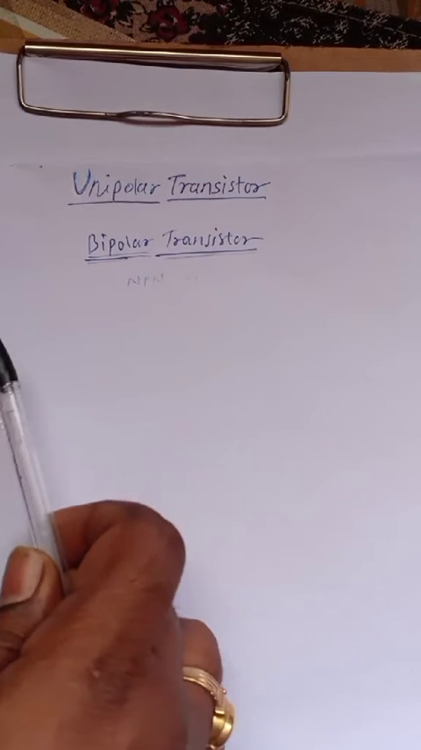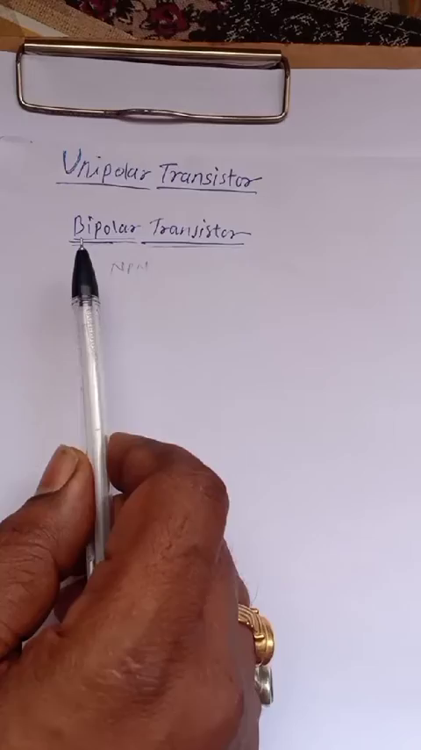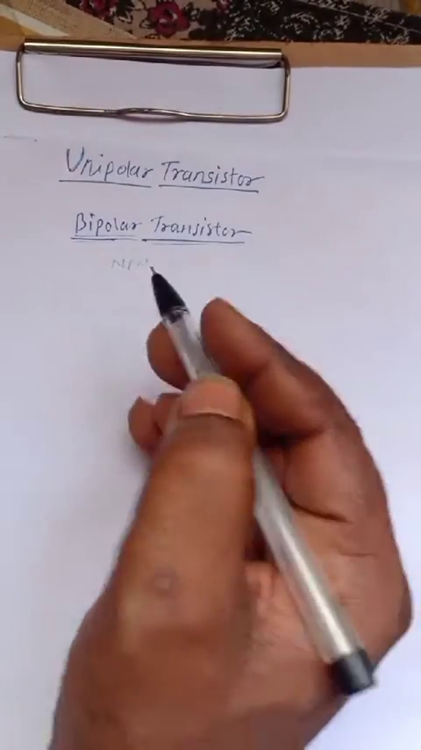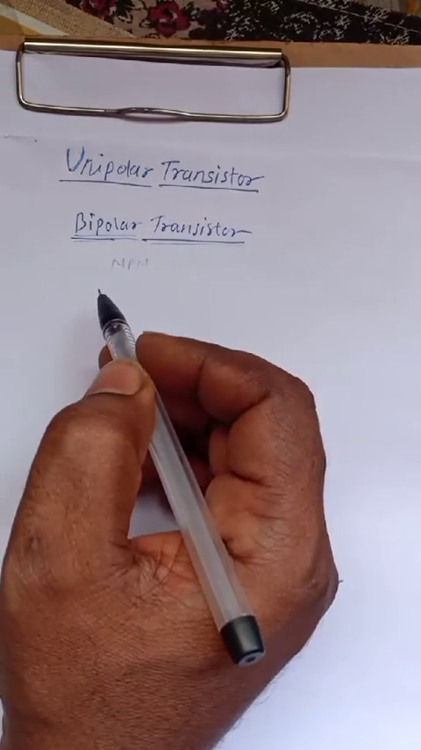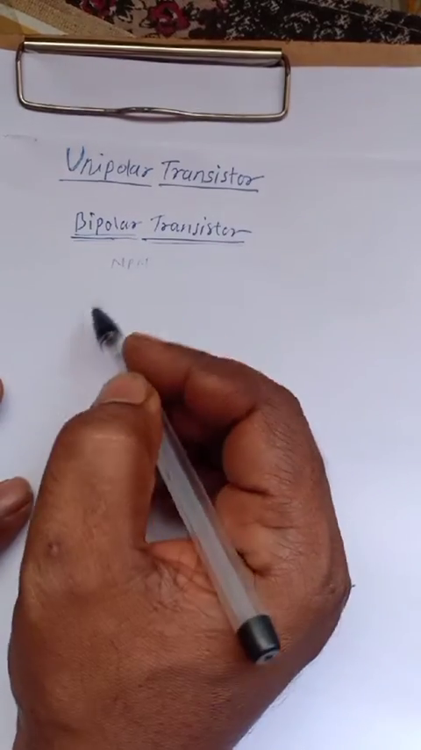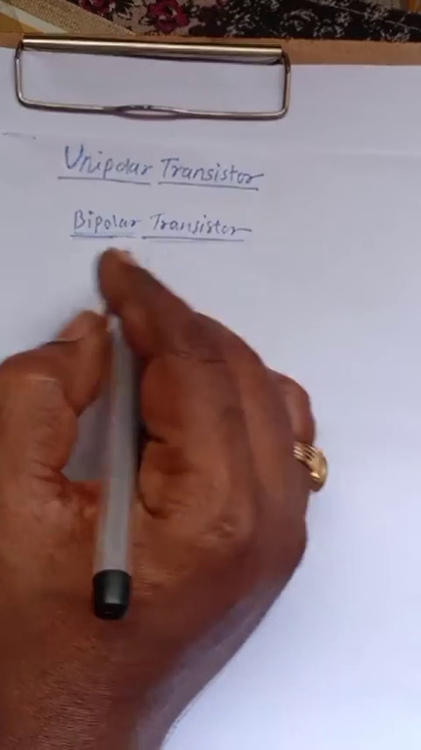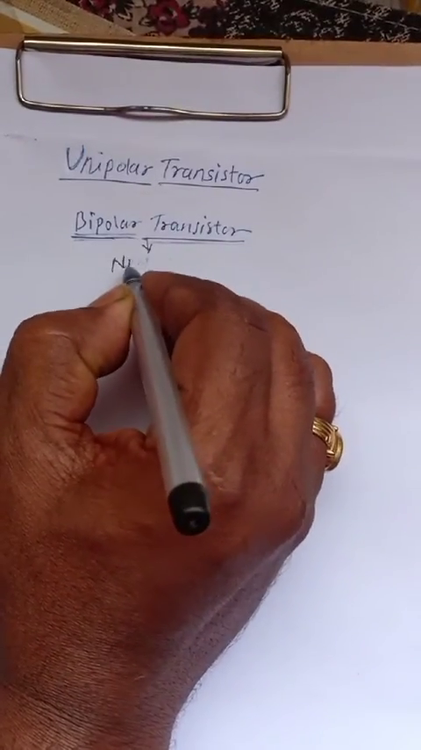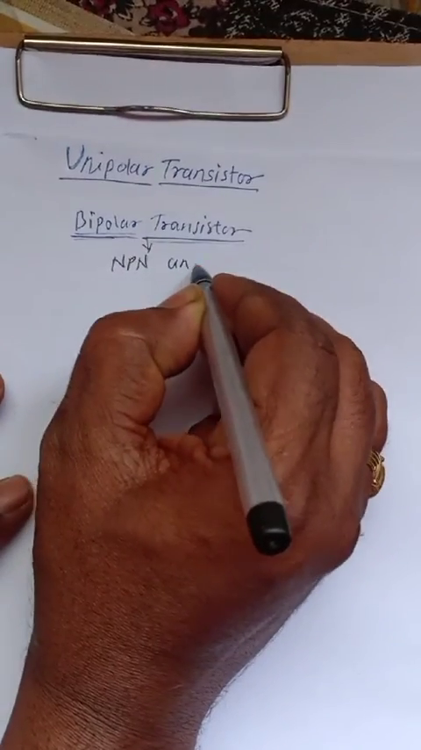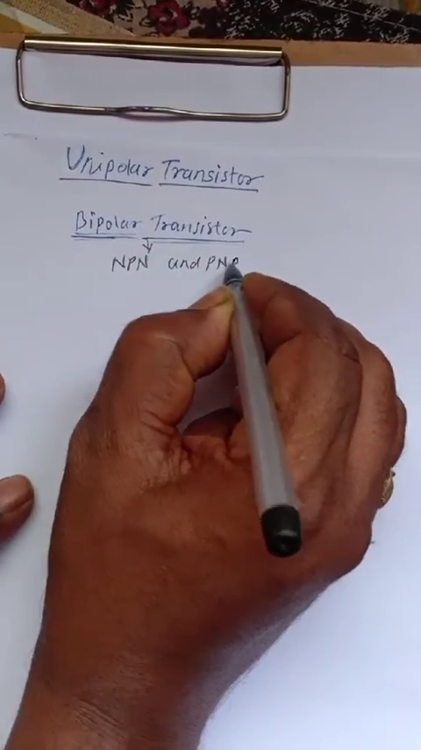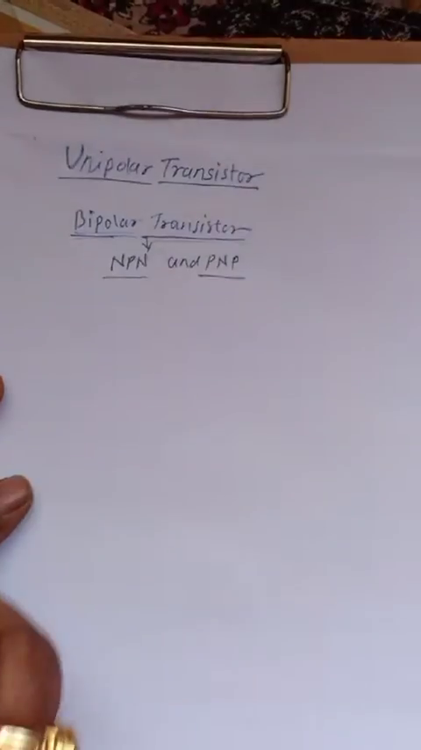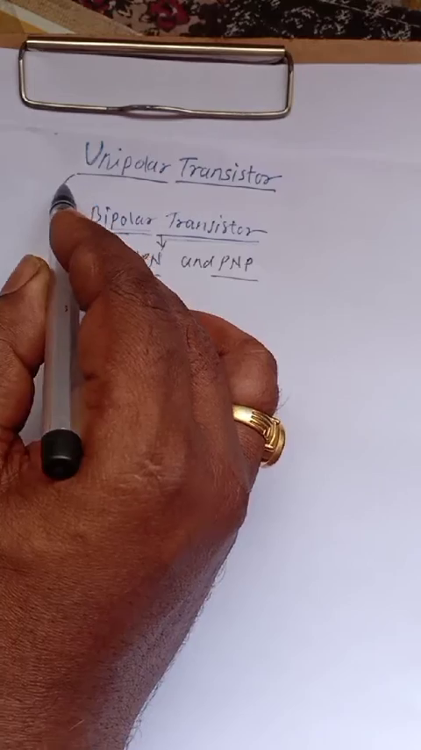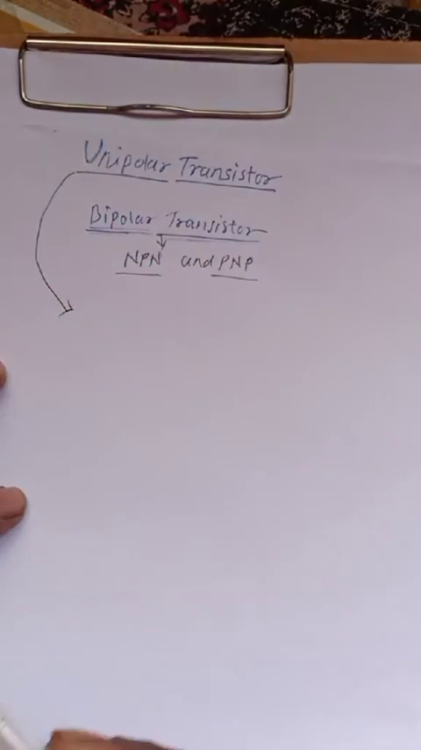Good morning. So last time we saw a bipolar transistor and now we are going to start with a unipolar transistor. Bipolar transistor means the current flowing through the transistor is because of electrons and holes. So we know the types of the bipolar transistor, these are NPN and PNP. So we very well know about these two transistors. Today we are going to see the unipolar transistor.